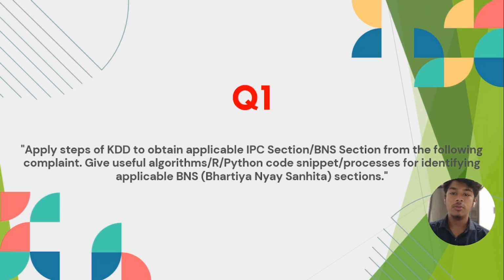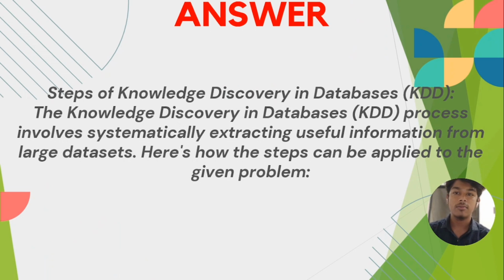Now, question number 1. Apply steps of KDD to obtain applicable IPC or BNS sections of the following complaint. In this question, we have to give a useful algorithm for obtaining applicable IPC or BNS sections.